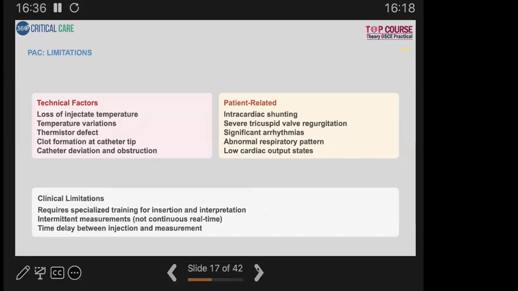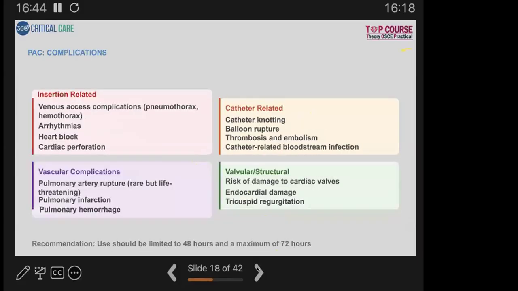Usually, a pulmonary artery catheter is an intermittent measurement. We have to attach a specific device for a continuous measurement. There could be some time delay between the injection and the measurement.